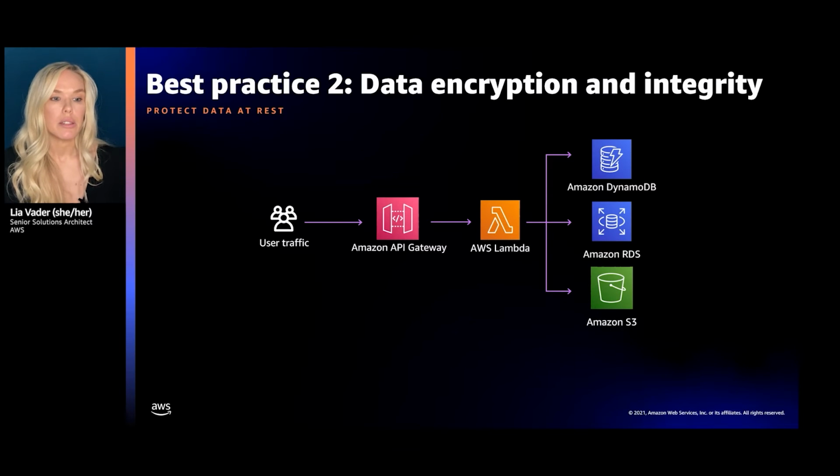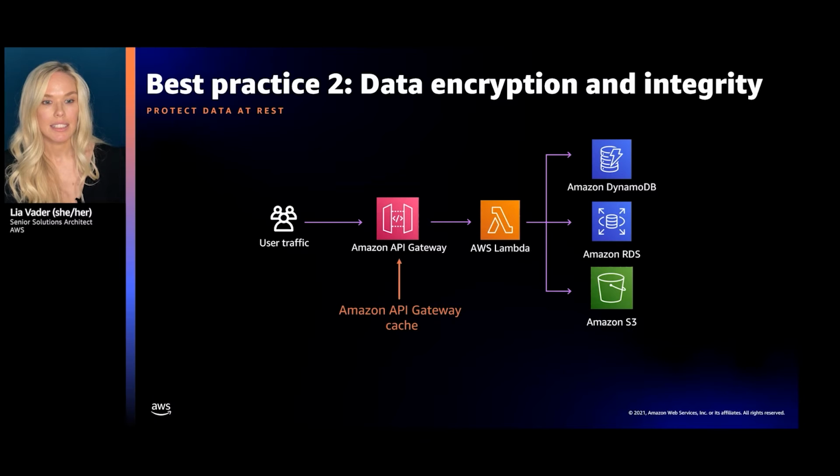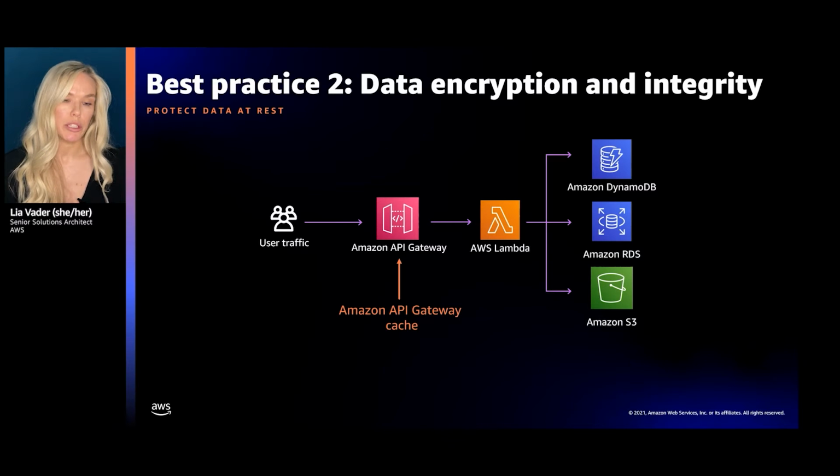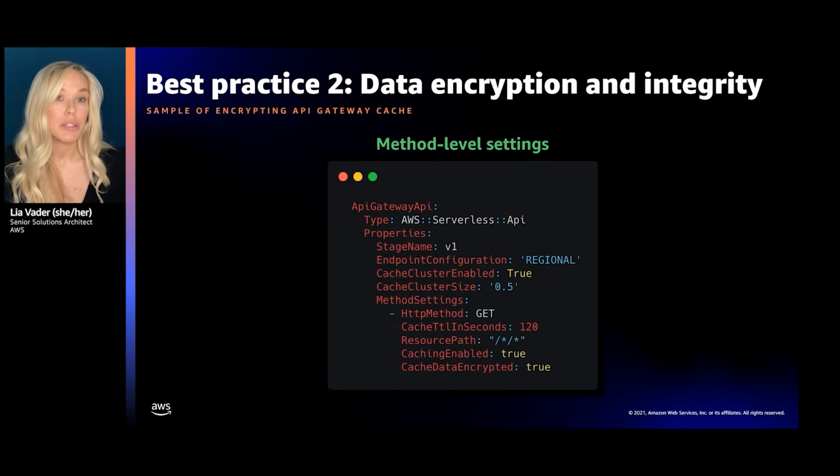So let's start with protecting our data at rest. Our first stop in our data flow is API Gateway. And the only place where you can store your data is in the API Gateway cache. So if you are using caching in API Gateway, we'll want to ensure it's encrypted. So let me show you how to do that.